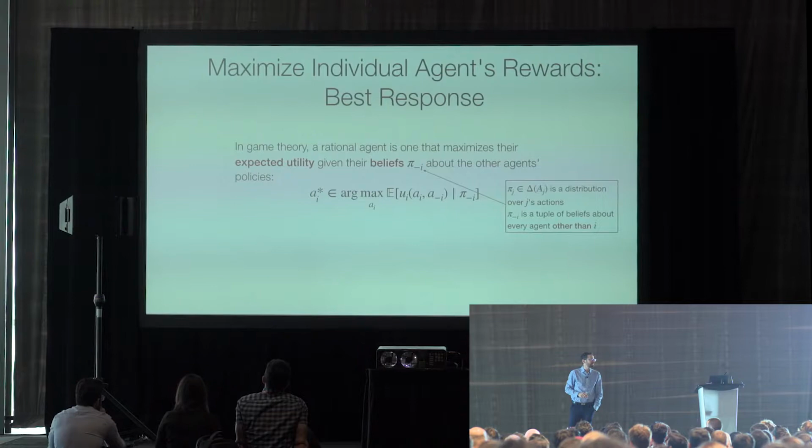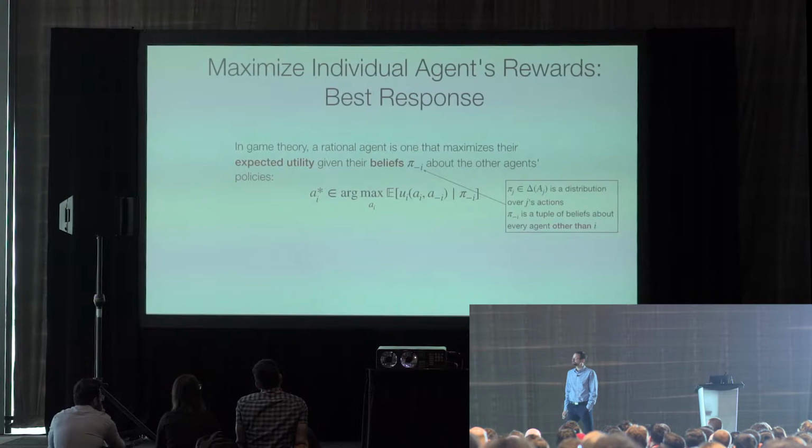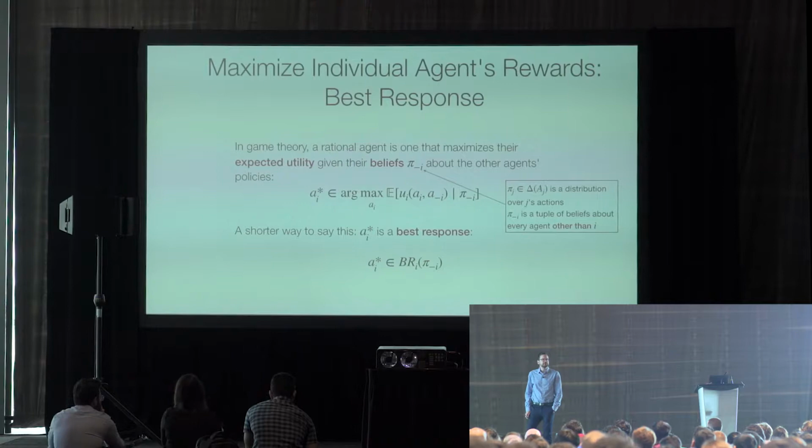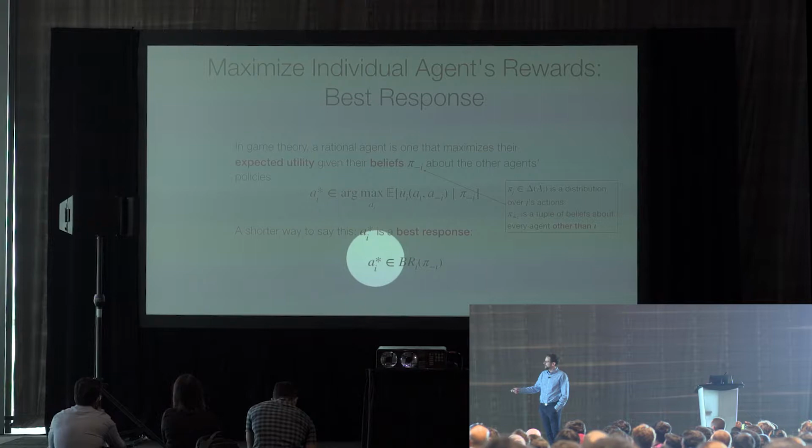We're going to throw away all notion of how we got this distribution, and we're going to say whatever algorithm you're using, it's going to cash out into some distribution over your actions. Okay? So there's a shorter way to say this, which is what we're going to say from now on. We're going to say that an action is a best response exactly when it maximizes this quantity. Okay, so given my beliefs about everyone else's strategies, this magic action A star sub i is my best response to that belief. Okay.